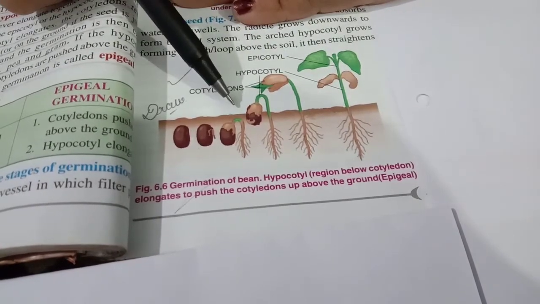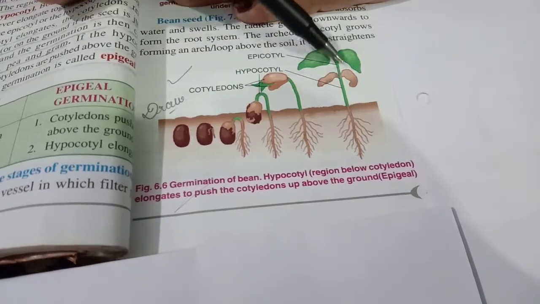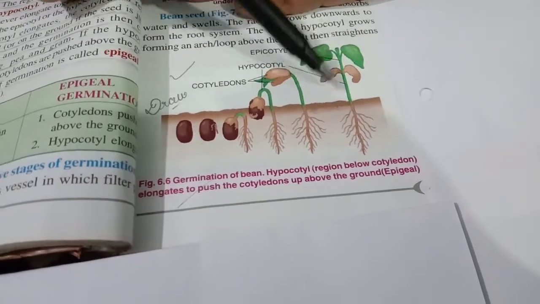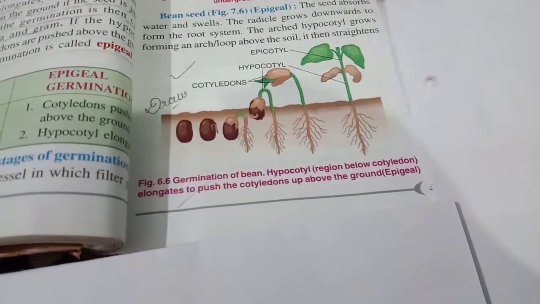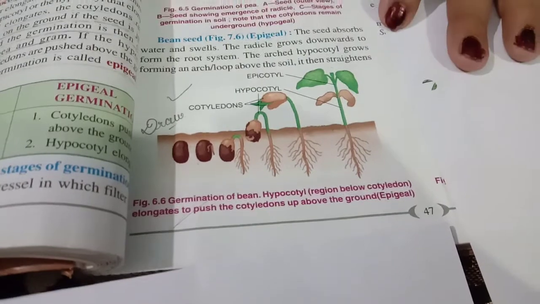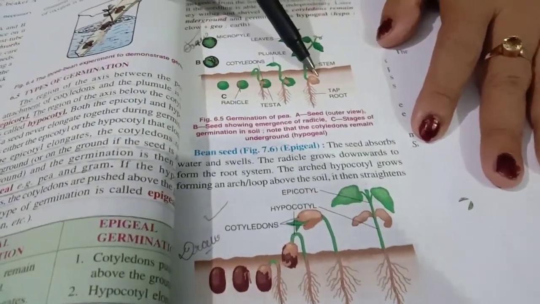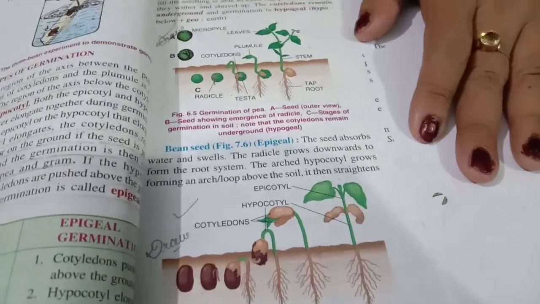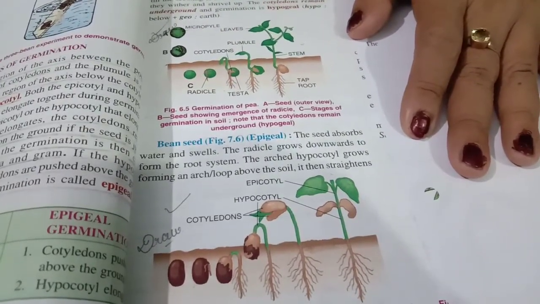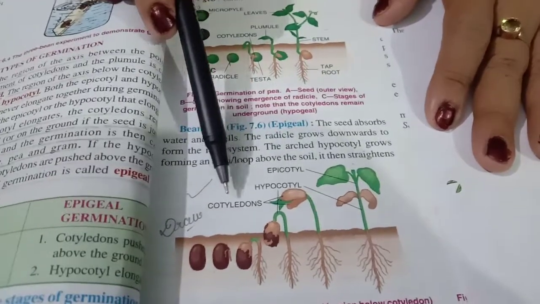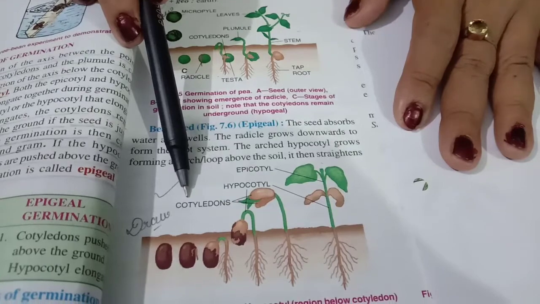Why is it called epigeal? Because the cotyledons are pulled above the surface of the soil. Therefore, it is called epigeal germination. While in hypogeal germination, what do you find? The cotyledons remain under the soil. Clear? So, epi means above and hypo means below. Clear? So, this you find in the gram seed and in the bean seed.